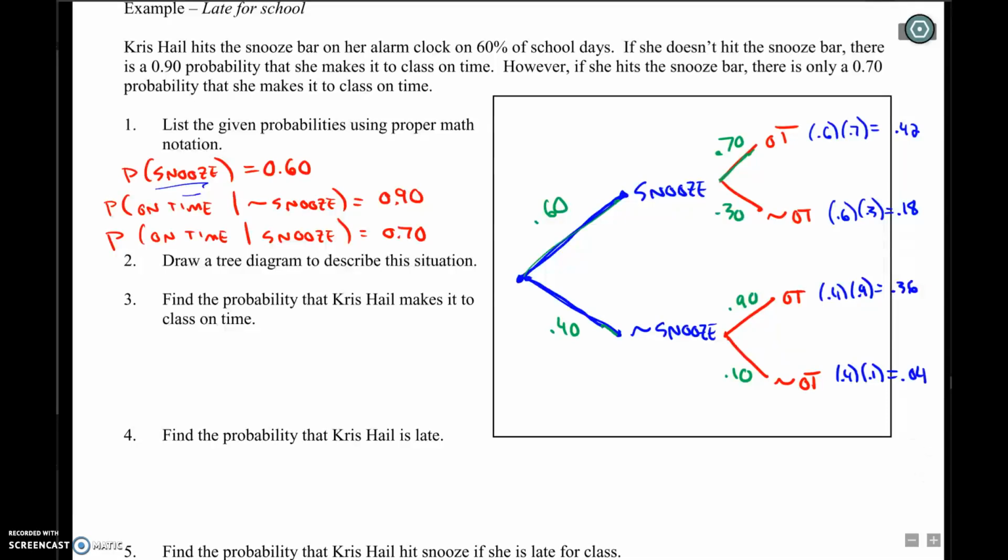What this tree diagram does is help us set up these possibilities. And if you look, these are actually mutually exclusive events. In fact, this is kind of our sample space. If you add these up, this adds up to 40%, this adds up to 60%, this adds up to 100%. This represents you hit the snooze and you're on time. You hit the snooze and you're not on time. You don't hit the snooze and you're on time. You don't hit your snooze and you're not on time. So these are those probabilities. Okay? So it's a nice way to organize our information.